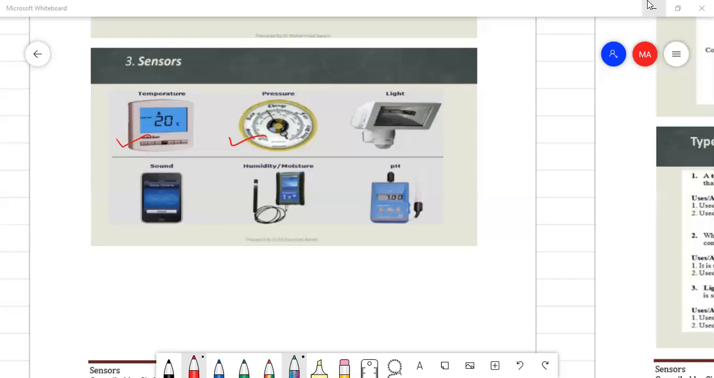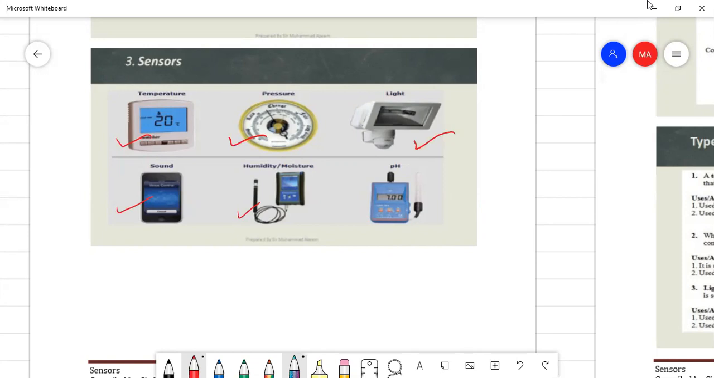Now we have another sensor, the light sensor. Obviously, it is used to detect the light. And you have seen in your mobile apps, sound sensors. It is used to receive an analog signal because we know that sound is in the form of analog signal. Now, humidity or moisture sensor is used to detect the moisture in our atmosphere.